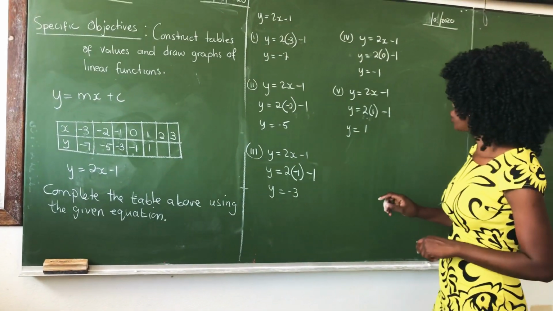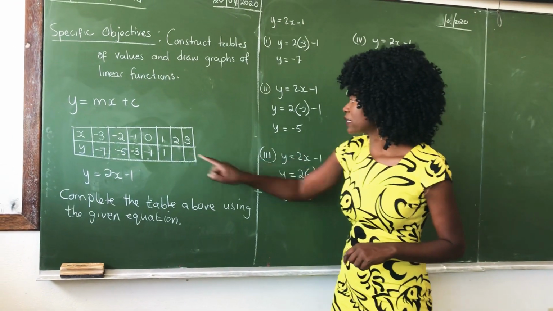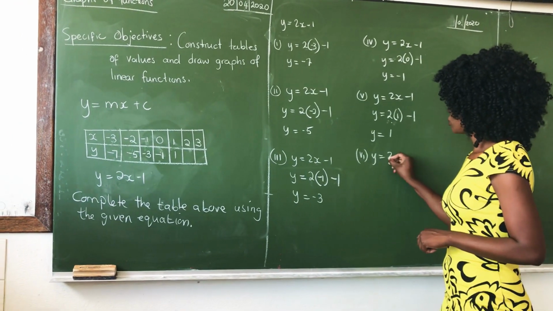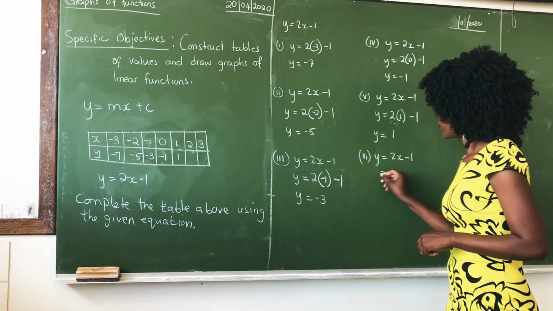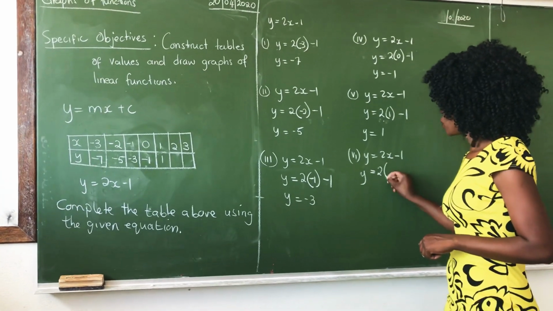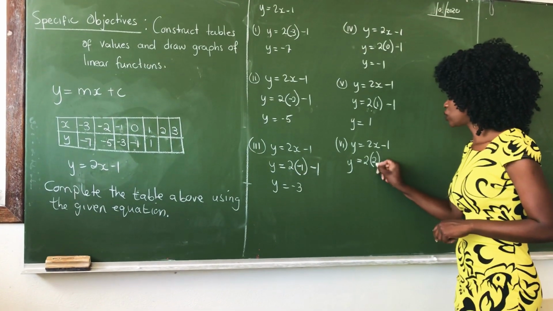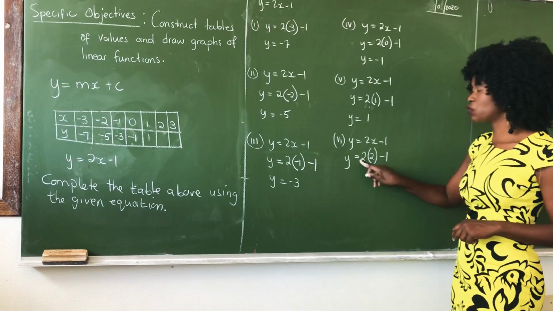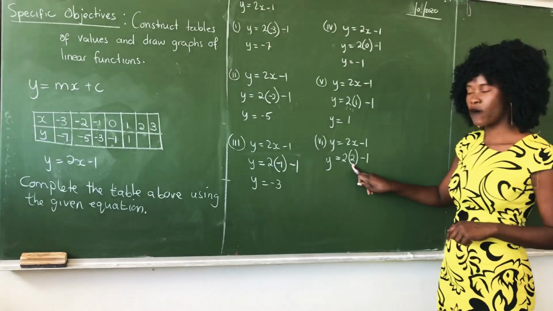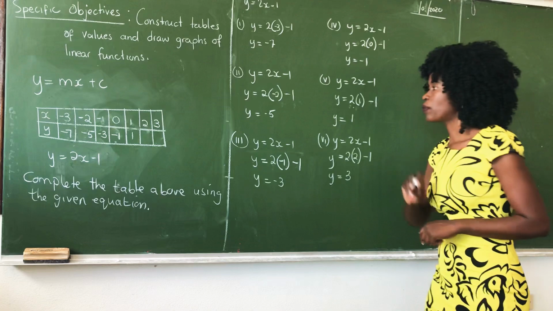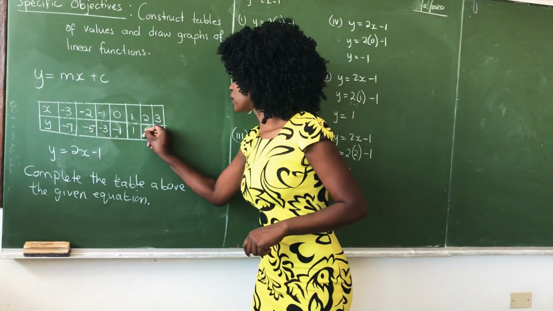Alright, now let's continue. In the second last one, the same equation, y equals 2x minus 1. So it is 2 multiplied by the value of x, and our value of x is now +2. So it is 2 times +2 minus 1. 2 times 2 will give us 4, and 4 minus 1 will give us +3. So our value is +3.